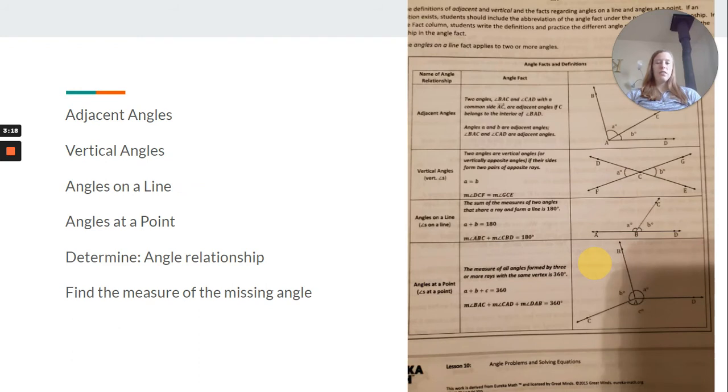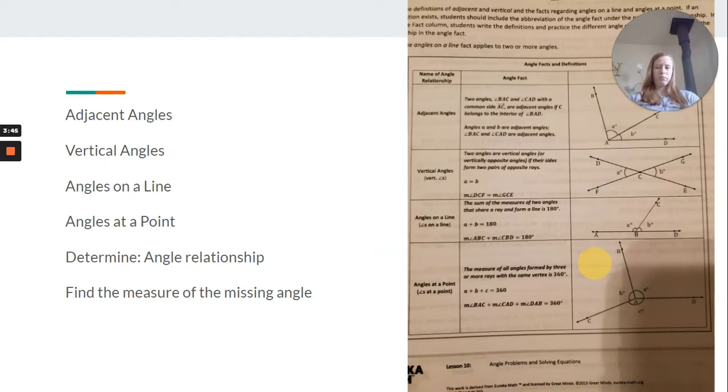We looked at angles. Seems like forever ago. So we had adjacent angles, vertical angles, so those were opposites, angles on a line, so ones that shared one line, and then angles at a point which share a common point. So when you were doing this, first step was to determine the angle relationship. Next, find the measure of the missing angle.